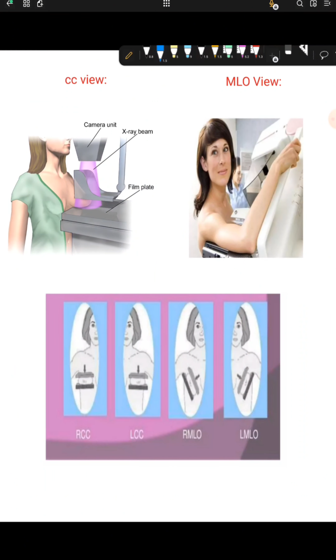So there are two views basically, the CC view and the MLO view, which we do in mammography. So what is the CC view and MLO view? Basically MLO is the mediolateral oblique view.